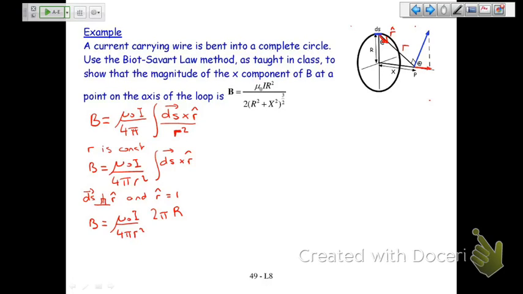Okay. I have a quick look at my answer, and I see there's no little r's in my answer. Let's draw this guy from the side. So there's my wire, and there's my wire. And here's my axis. And here's my point of interest. And that there is my R. And that there is my R. And that there is my X. And I'm defining this angle here. There's my angle.